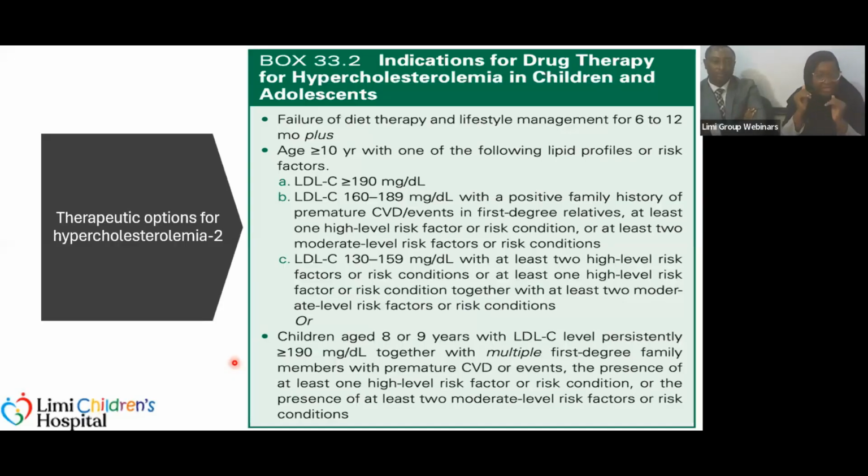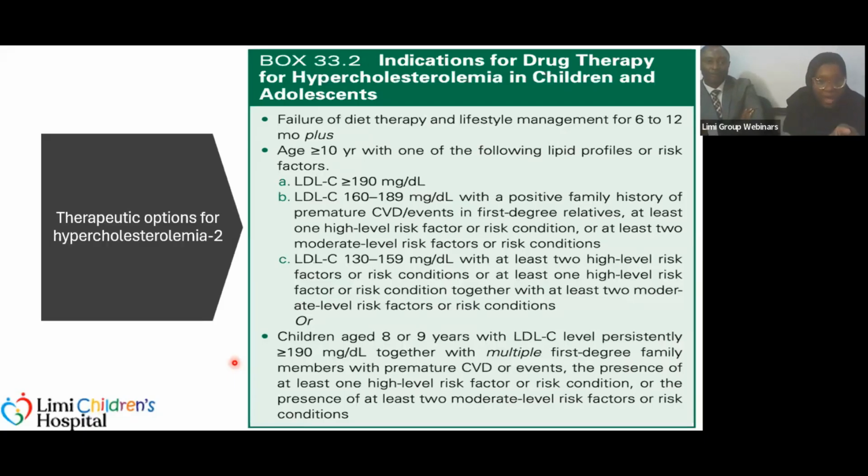Then the moderate level risk factors are those who have hypertension but are on lifestyle modification, a BMI between the 95th and less than the 97th percentile, an HDL less than 40 milligrams per dL, or other chronic inflammatory conditions like SLE, Sjogren syndrome. So now let's just practicalize this.